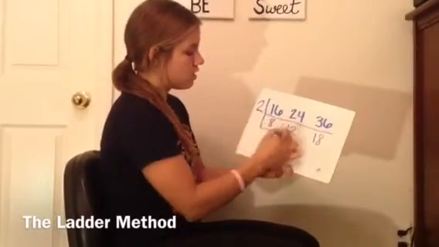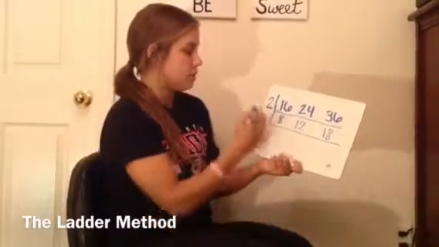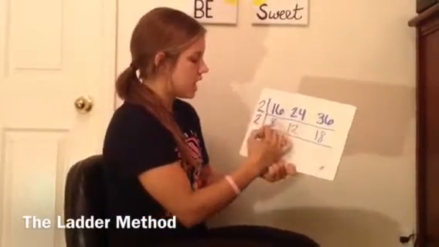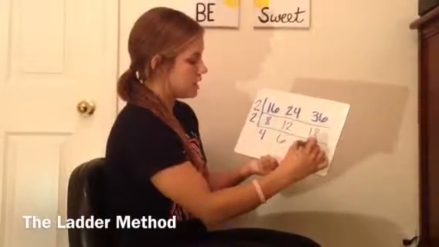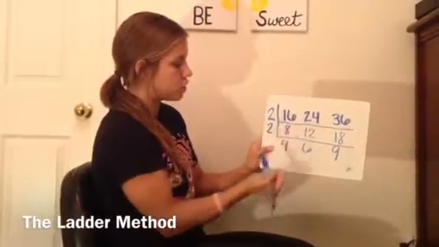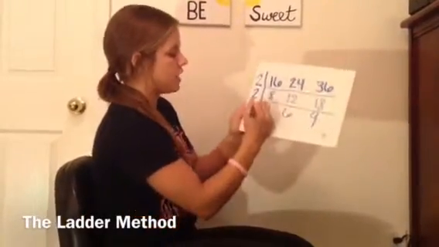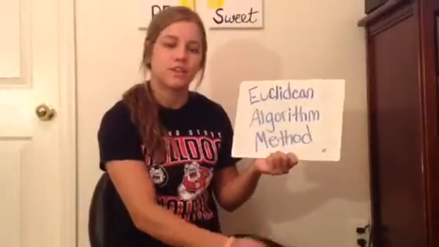So next you see, okay, what number can go into 8, 12, and 18? It would be 2 again. 2 goes into 8 4 times, 2 goes into 12 6 times, 2 goes into 18 9 times. So what you do is you take these two numbers, 2 times 2 gives you 4. So that's your GCF. So for the third method, I'll be doing the Euclidean algorithm.